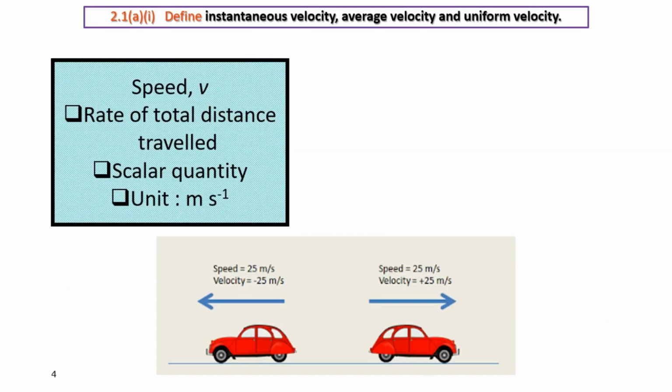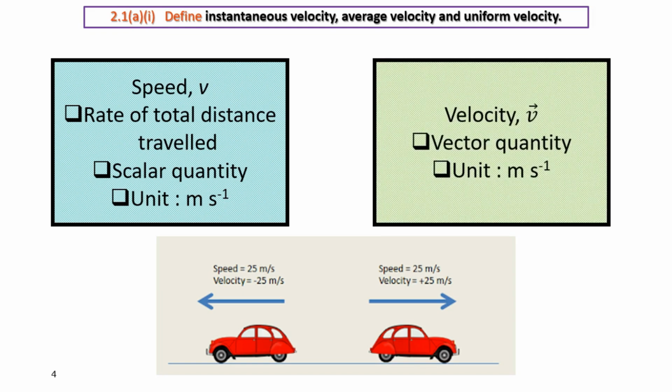So the first learning outcome is define instantaneous velocity, average velocity and uniform velocity. Before we go for the velocity, we revise what is speed. Speed is the rate of total distance travelled, and speed is a scalar quantity and the unit of speed is meter per second. While velocity is a vector quantity but the unit is the same as speed, which is meter per second.